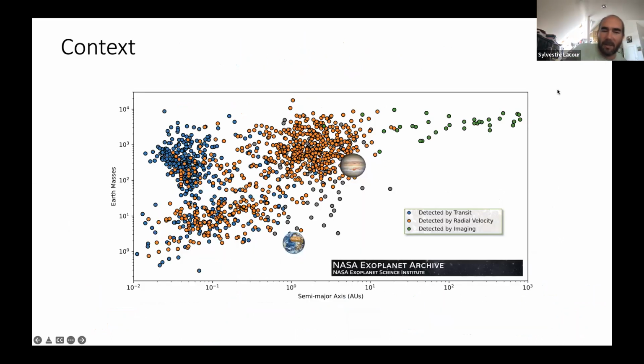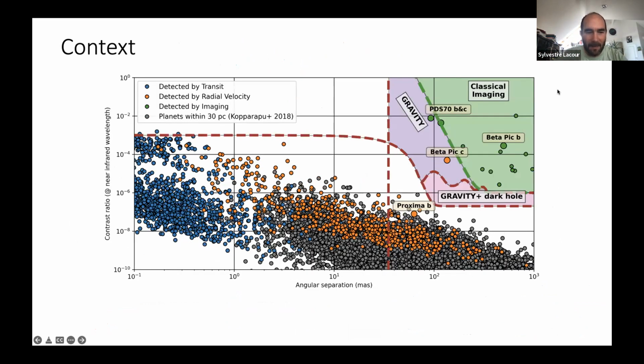So just a few slides of context. Of course, you all know this slide with the different techniques and the mass as a function of separation. But when you do optical interferometry, when you try to directly observe exoplanets, what matters is this diagram, which is the contrast ratio as a function of the angular separation in the sky. And you see that most of the known techniques like transit and radial velocities are actually observing planets which are too faint to be observed by direct imaging.